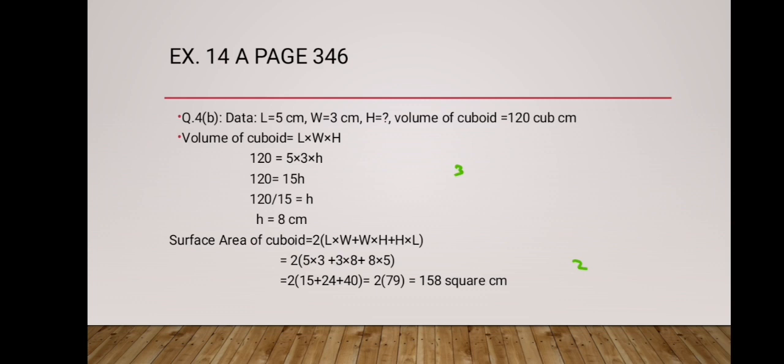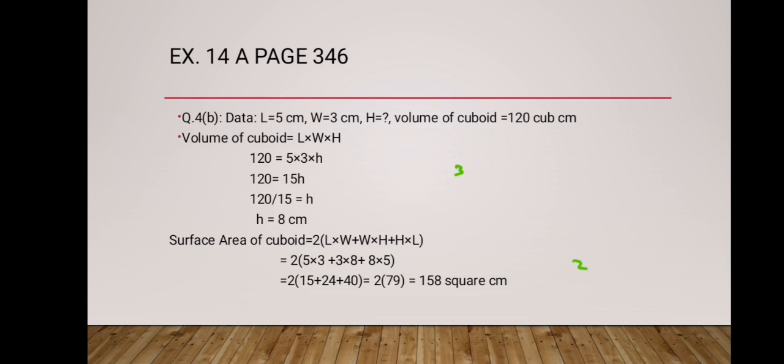Volume of the cuboid is given, so I replaced its value on the left hand side of the equation. So 120, I have written there 120 on the left hand side. Then if you look at the right hand side, I have substituted the value of length as 5 and the width as 3 because these were given there in the question, and height is unknown, so replaced it by h. Now simplify the right hand side.